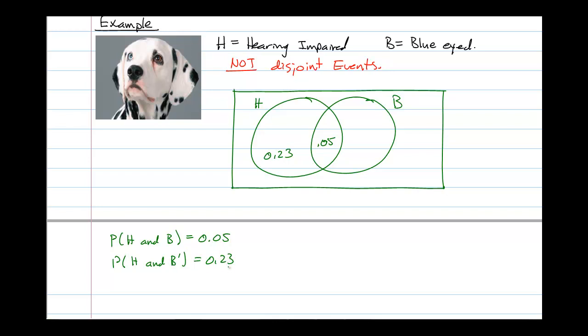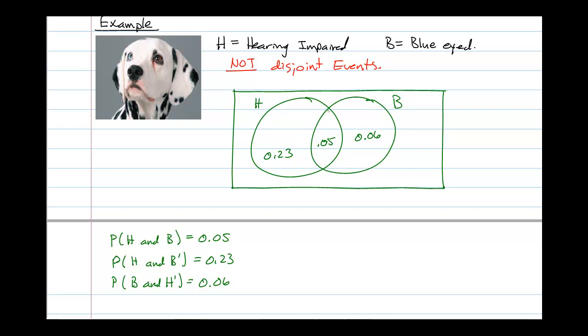Now, in order to figure out anything else, we need a little bit more information. Well, we could have a lot of different things, but one of the pieces of information that would be helpful here is we could look at the probability of being blue-eyed and not hearing impaired. And that's going to be given as 0.06. So that would go up here in your Venn diagram. Okay, so this is blue-eyed and not hearing impaired in this right wedge. This middle wedge is hearing impaired and blue-eyed, and then this left wedge is hearing impaired and not blue-eyed.